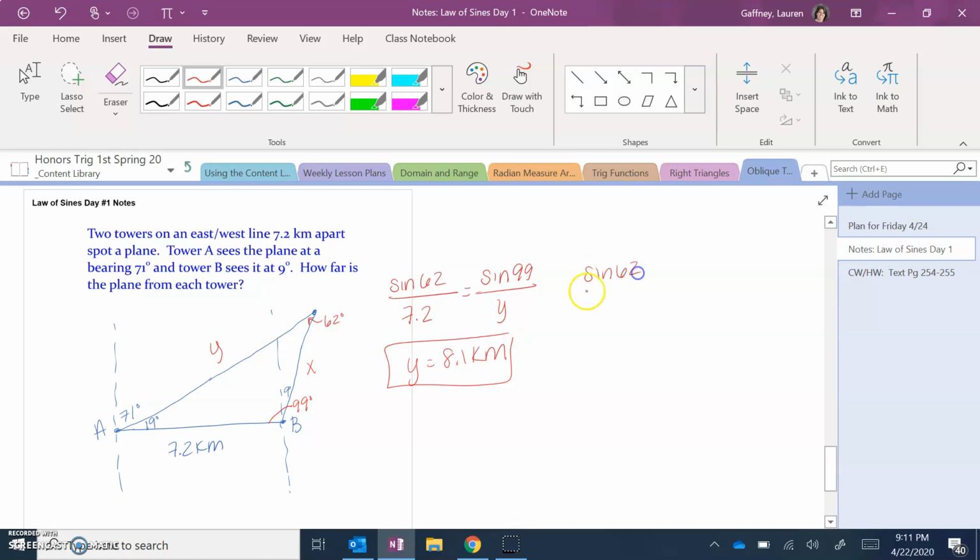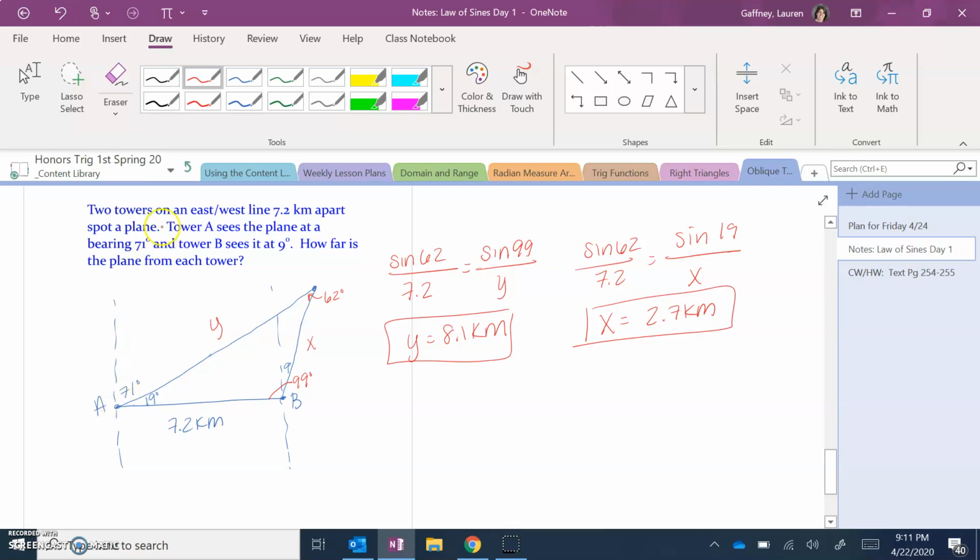Okay, let's use that same ratio of sine of 62 over 7.2 equals sine of 19 over x, because the sine of 19 is across from side x. Cross multiply, and you would get 2.7 kilometers. Okay, so the key thing is understanding which one is the A and which one is the B. If this were 9 degrees, it would go this way, and if this were 71 degrees, it would go this way, and those wouldn't ever really intersect for the plane. So you need this to be the 71 and this to be the 9, so they eventually do intersect there.